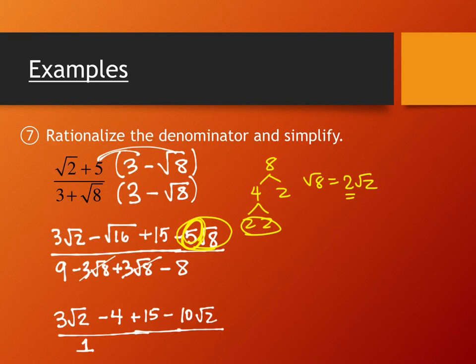Okay, so I have a little bit to clean up on top. The denominator, I'm not going to write it again, actually. We'll just leave it off because it's obviously, at this point, irrelevant. But I have a 3 square root of 2 and a negative 10 square root of 2, which gives me negative 7 square root of 2. You can write it at the beginning or write it at the end. It doesn't matter. And then negative 4 and positive 15 is 11. So either write it this way or you can write it as 11 minus 7 square root of 2.